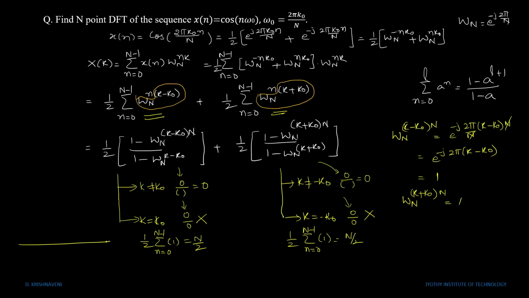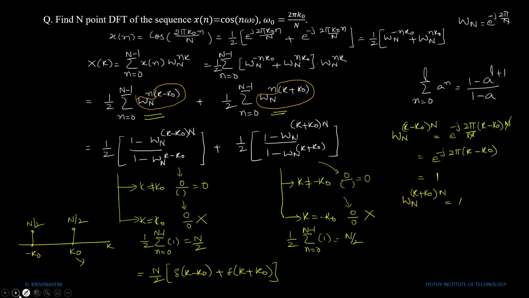So when we plot, at the value k equal to k naught you have one sample whose amplitude is N by 2, and when k equal to minus k naught also, the sample amplitude is N by 2. So together we can write it in terms of the impulse function. This particular sample can be written as delta of k minus k naught, because it exists at k equal to k naught, into N by 2. Similarly, this sample we can write as N by 2 into delta of k plus k naught. So I'll take N by 2 common: delta of k minus k naught plus delta of k plus k naught.